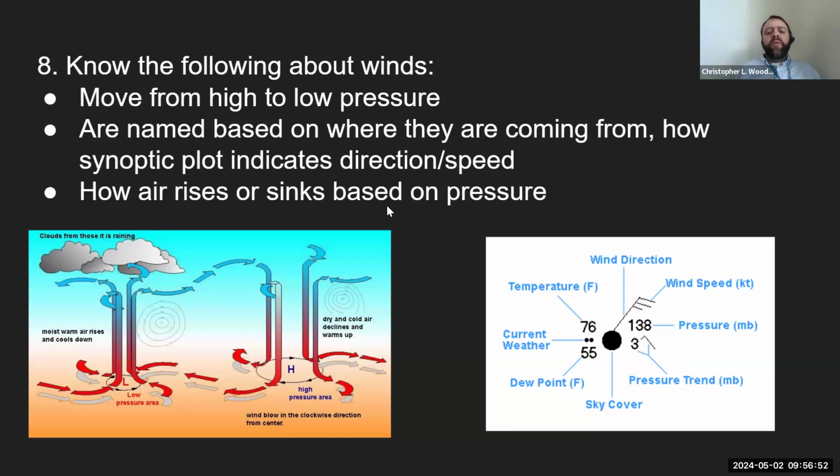And then how air rises and sinks based on pressure. This is your vertical motion. High pressure, again, doesn't matter what hemisphere, high pressure air sinks, low pressure air rises. When it rises, any water vapor that's in it can cool, expand, and condense into clouds.